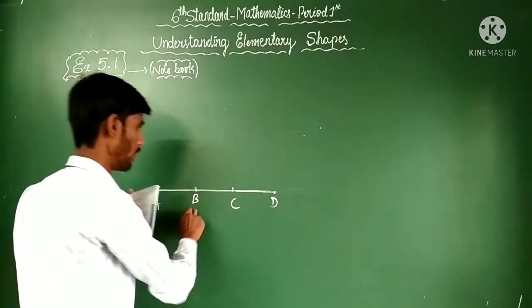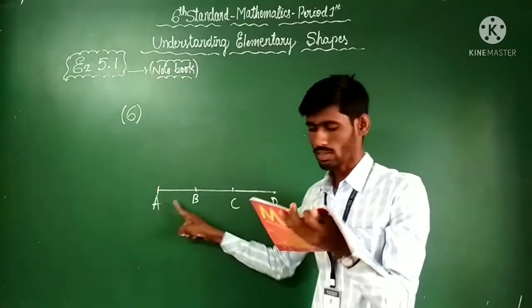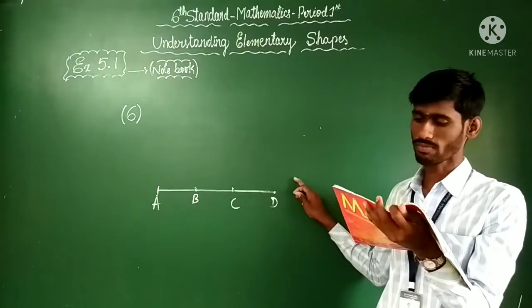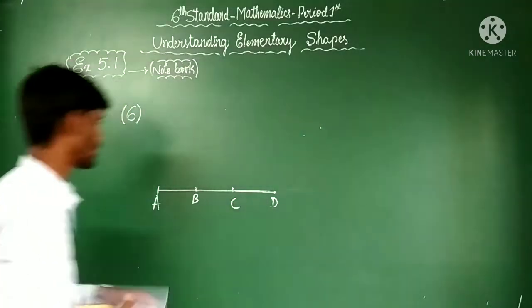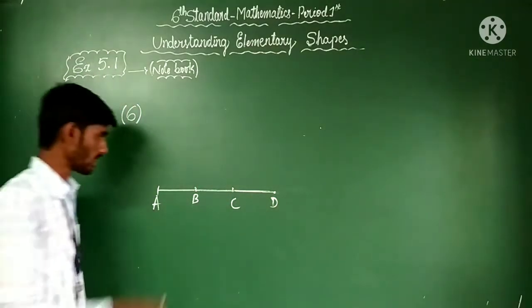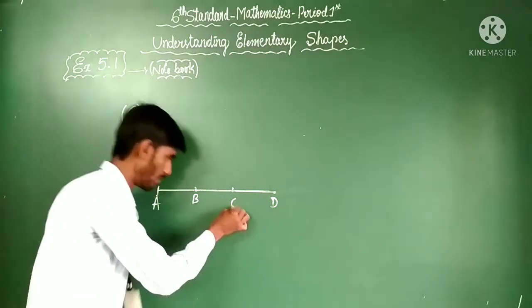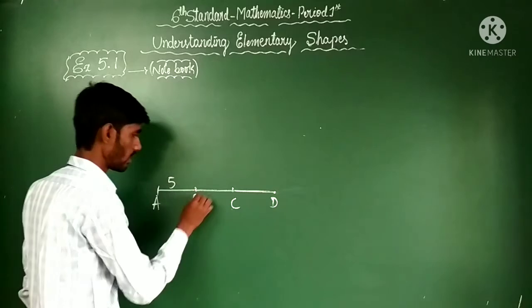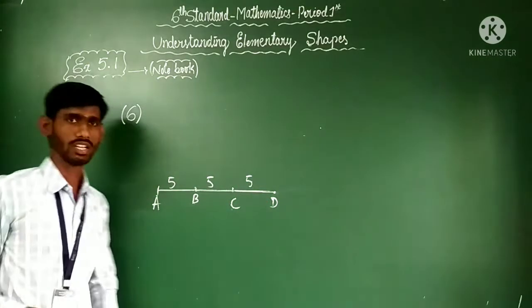B is the midpoint of AC. C is the midpoint of BD. What we need to do? A, B, C, D lie on a straight line. Say AB is equal to CD. Dear children, just imagine B is the middle point of AC and C is the middle point of BD. Imagine BC is 5 centimeter. CD is 5 centimeter. Are you clear now?